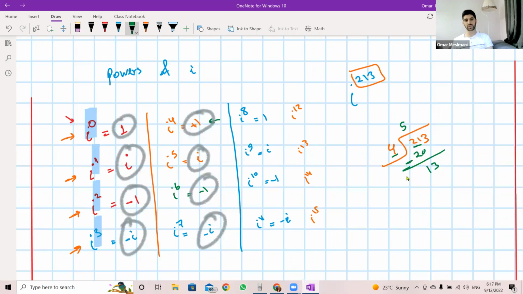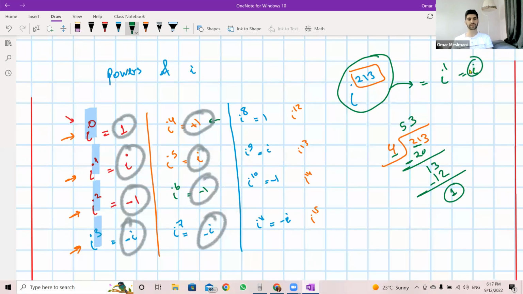13. How many 4s with the 13? 3. 3 times 4 is going to be 12. Now, what is the remainder going to be? The remainder is going to be 1. So you're going to say this: I power 213 is going to be exactly the same as saying I power 1, which you know as an I. So your answer is an I.